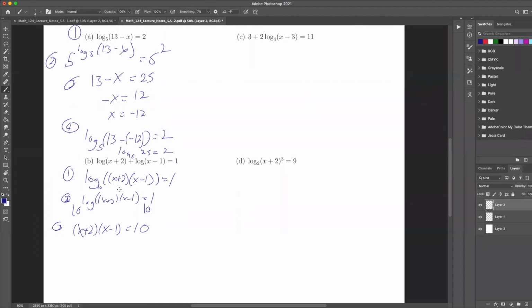You have a question on it? Or you just want to see it so you can write it down? So once you get to this point, go ahead and expand it out. So you'll have x squared plus x minus 2 is equal to 10. Move the 10 over, you'll have x squared plus x minus 12 equal to 0. Refactor it, you'll have x plus 4, x minus 3.